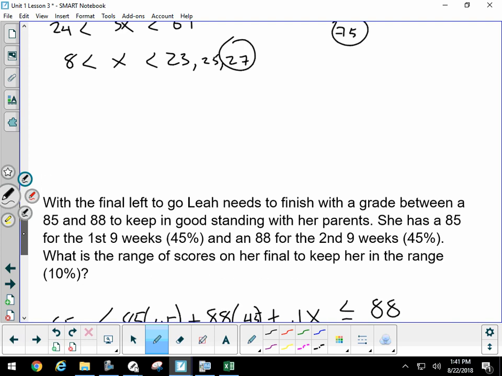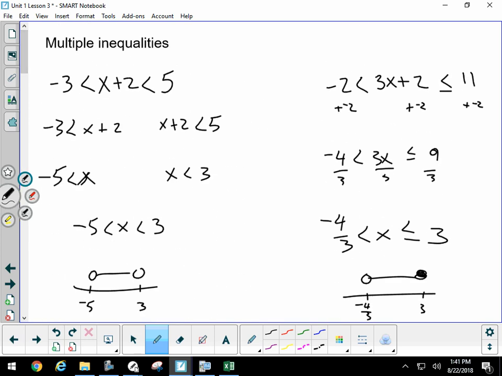All right, we'll finish there. So those are your inequalities.